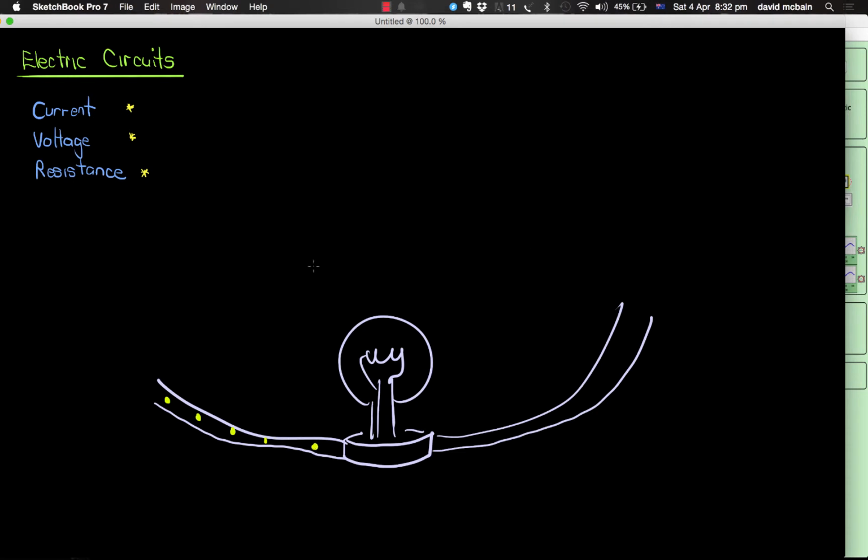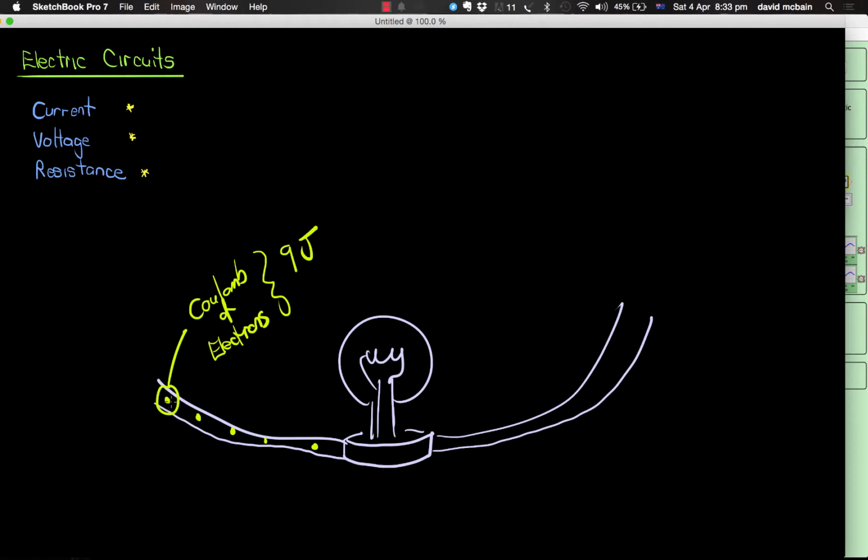Now remember, it was coming from a 9-volt battery. So each of those, sorry, they're not electrons, I beg your pardon, each of those is a coulomb of electrons. So each of those coulombs of electrons is carrying with it 9 joules of energy.